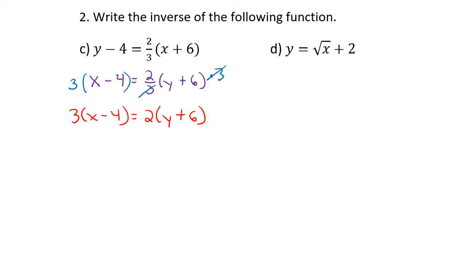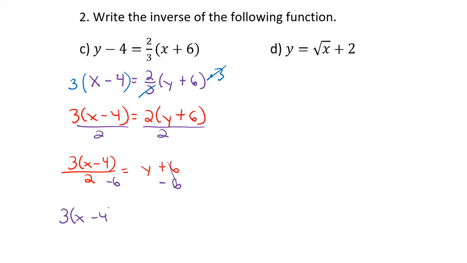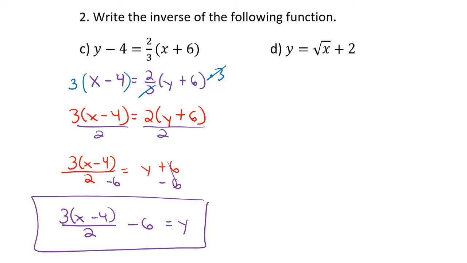Still trying to get y by itself. So I'm going to go ahead and get rid of the 2 by dividing both sides by 2. So now I have 3x minus 4 over 2 equals y plus 6. Well, I want to get rid of the 6 to get y by itself, so I'm going to minus the 6 over. So now I have 3x minus 4 over 2 minus 6 equals y. And I have my inverse.